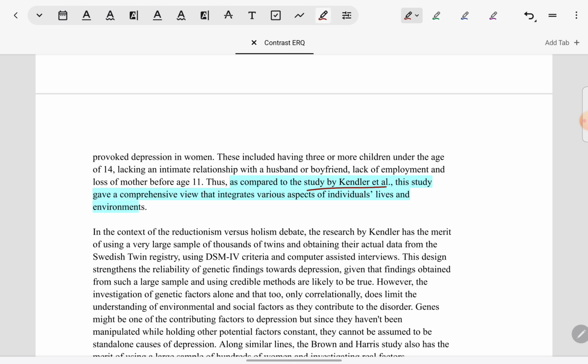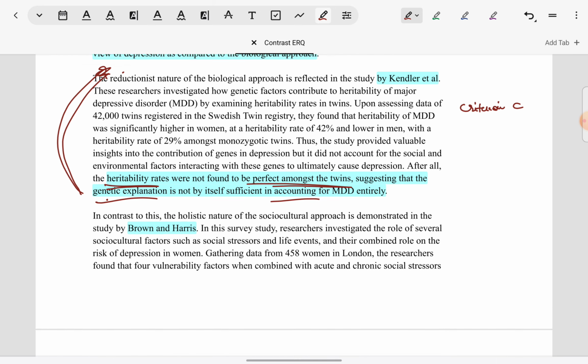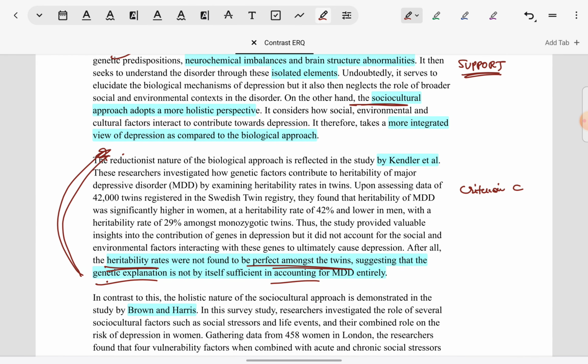Like I said, even the research support that we give should be contrasted against each other. So we take the opportunity to explain this in the conclusion, that just as the Kendler study is reductionist, this one in contrast is comprehensive. It integrates more elements, whereas Kendler isolates the element of genetic explanation in depression. So we have again maintained the tone of contrasting throughout the answer, even while meeting Criterion C.